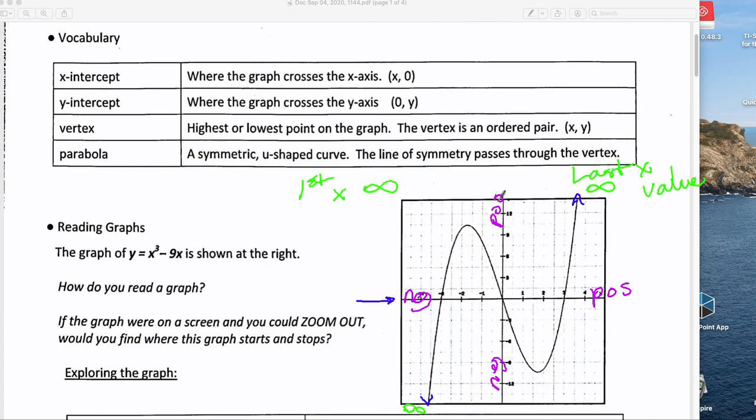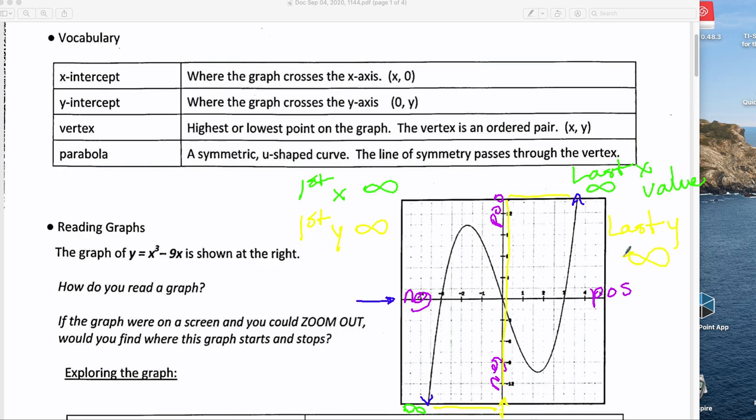So the first value that I find for y, starting down here at the bottom, again, is an infinity. So my first y is infinity, and my last y, going from the bottom all the way up here, is that same infinity. I know this is confusing, but we're going to do it enough times it'll make sense.